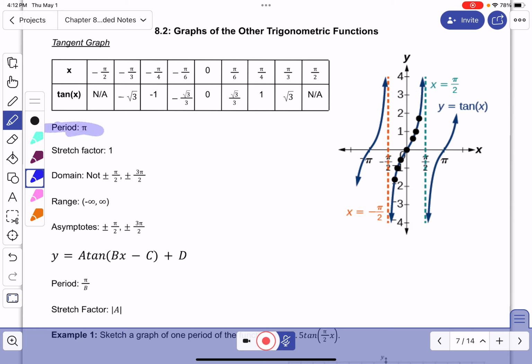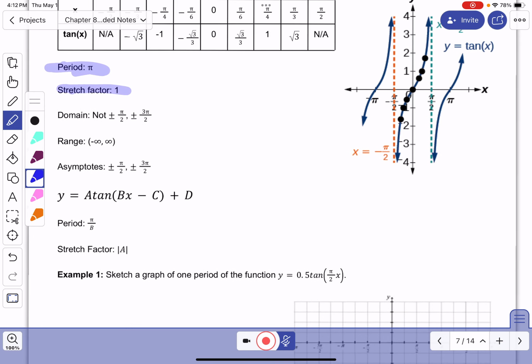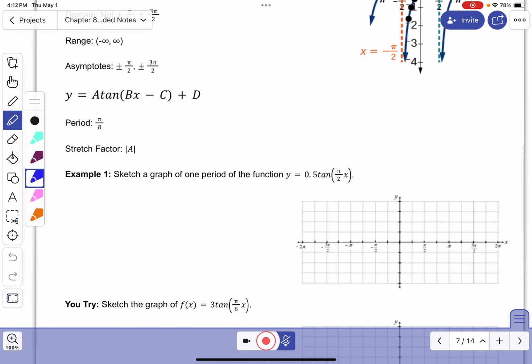Notice the period of tangent is only pi. So it's not 2 pi, it's pi. So when we're finding the period, we're going to be doing pi divided by instead of 2 pi divided by. That's the biggest difference there. And then your stretch factor, if you take the period and divide it by 4, that's the y value where you'll go up that height. I'll kind of show you what that means, but that's where these come from. So those are your notes on tangent.